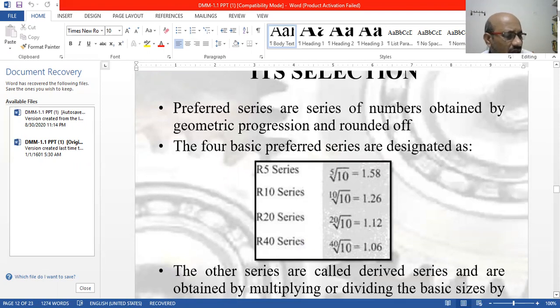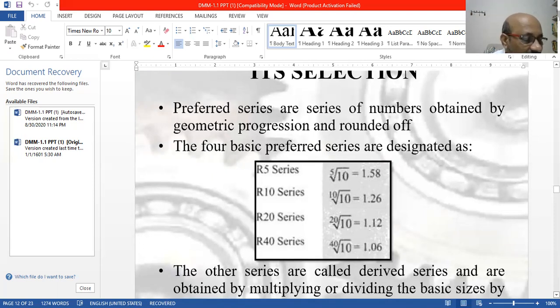So these series of preferred numbers are the R5, R10, R20 and R40 series. These four series of numbers we are going to call basic series, and the other series we are going to call derived series. They may be obtained by multiplying or dividing the basic sizes, like 100, etc.